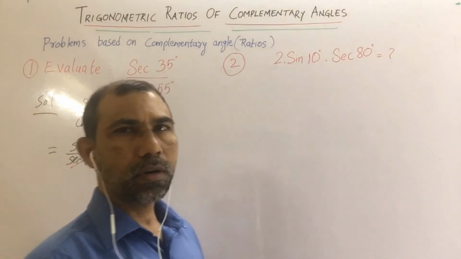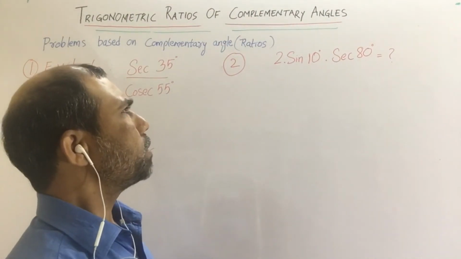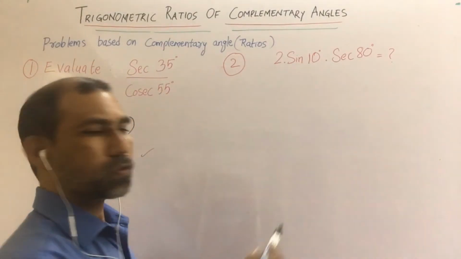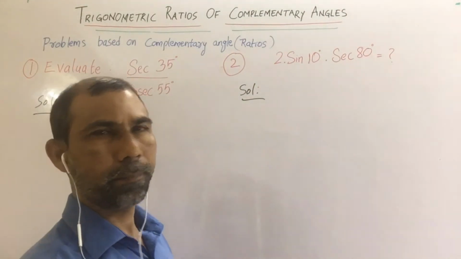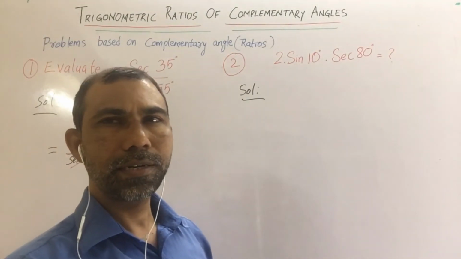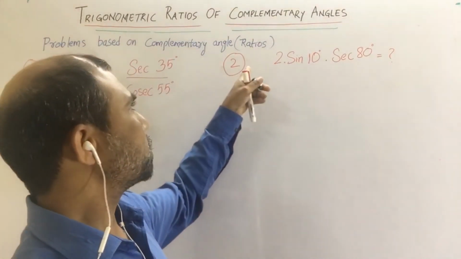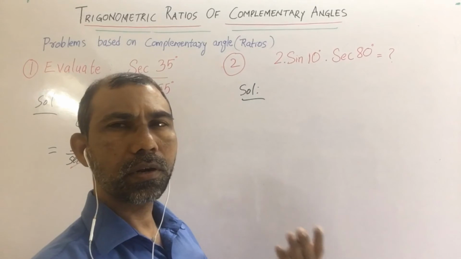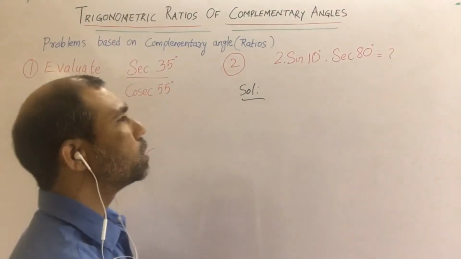Let us see one more question here. Evaluate 2 into sin 10 into sec 80 degrees. Here, for the solution, the same procedure, same pattern you have to follow. When you observe 10 degrees and 80 degrees, the total is 90 degrees. That means they are complementary to each other. So, we can use the complementary function rules. Let us consider one angle, one ratio, and we will convert that ratio into another ratio using the complementary function rule.